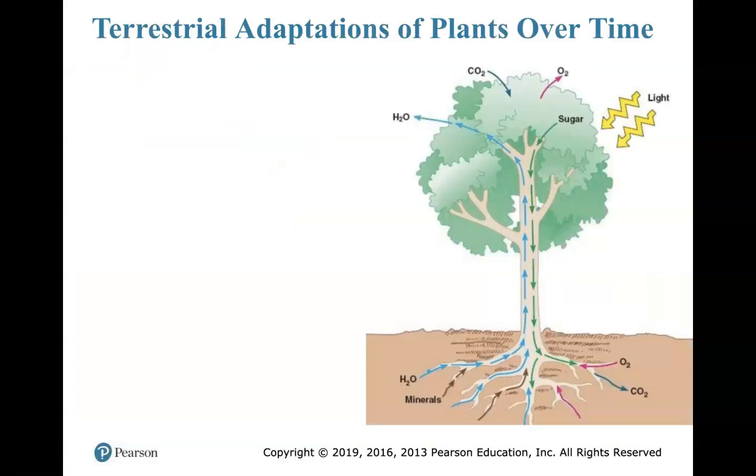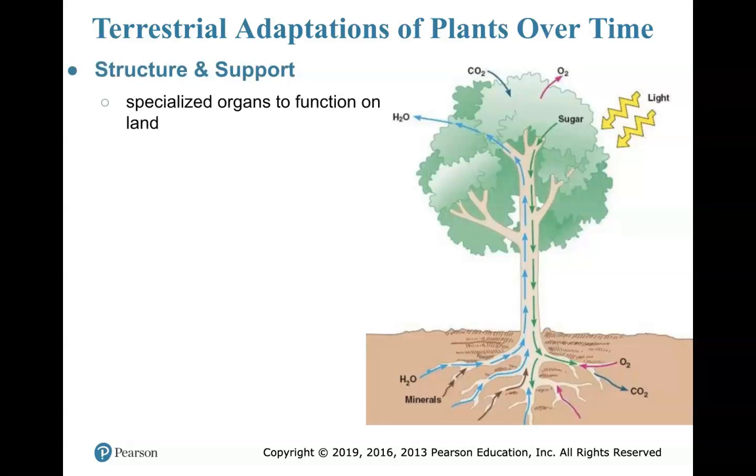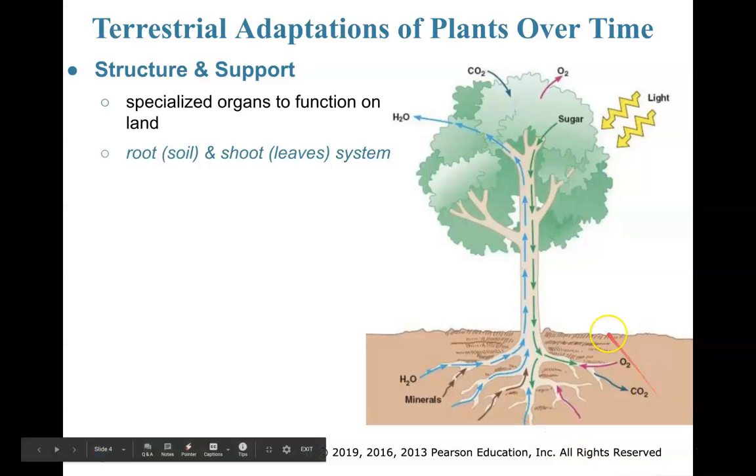So first up, plants moved from an aquatic environment to living on land. These adaptations occurred over time to allow for that. We're talking about structure and support here for the plant to be able to live in this dry environment. Specialized organs ended up coming about in order to provide these functions. A root and shoot system was developed. For roots, I'm talking about the soil portion. We can see these beautiful branched out roots here that are going to help increase surface area for absorbing those vital nutrients for that plant to survive.